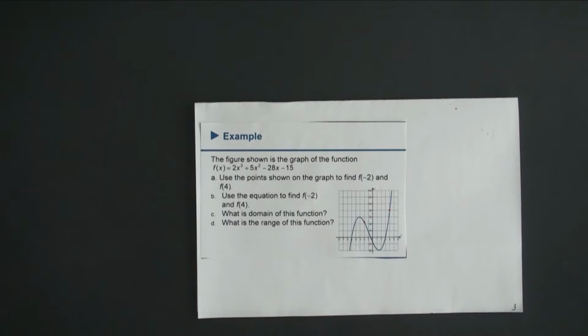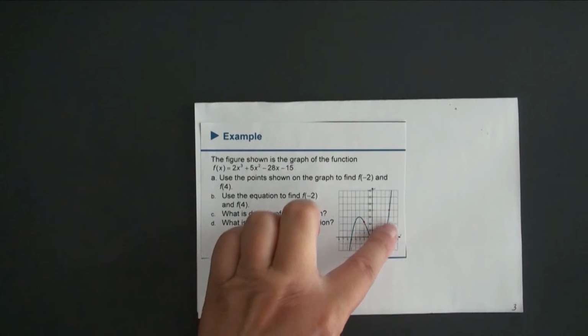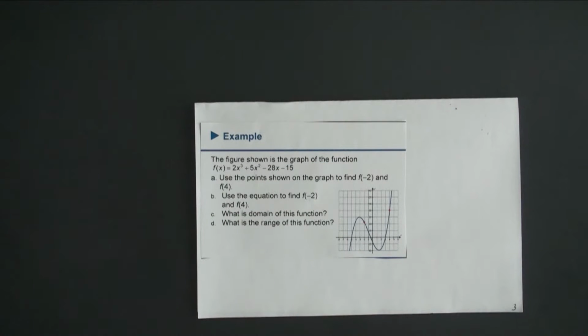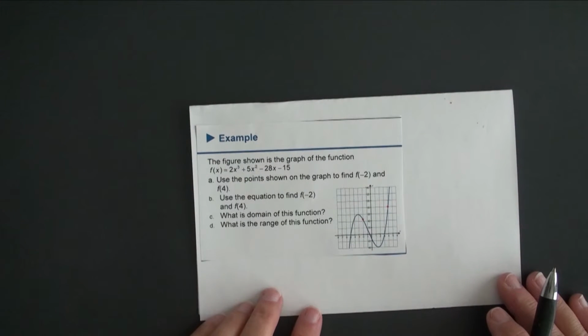The figure shown is the graph of the function f of x equals 2x to the third plus 5x squared minus 28x minus 15. So that's the graph of the function right here. And we're going to use the points shown on the graph to find f of negative 2 and f of 4. Now this is something we've already done, so let's practice with this again.